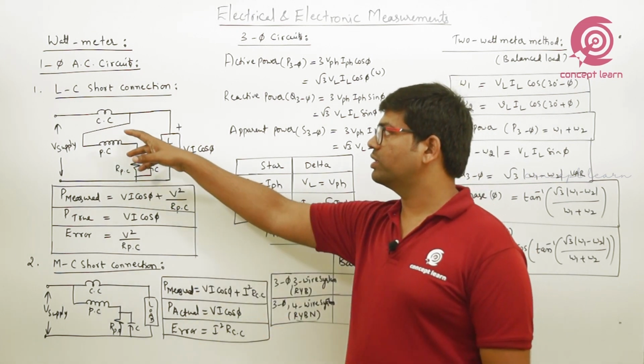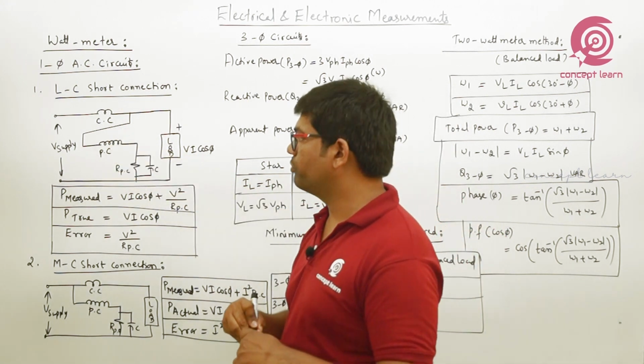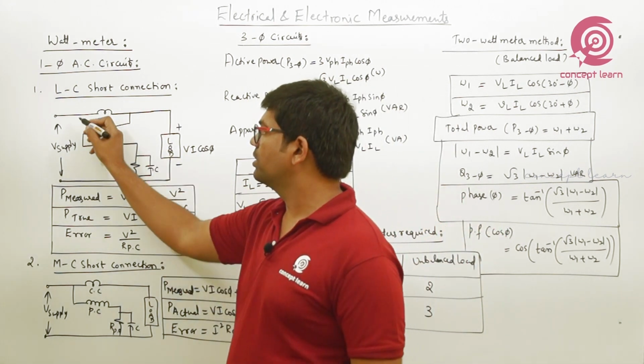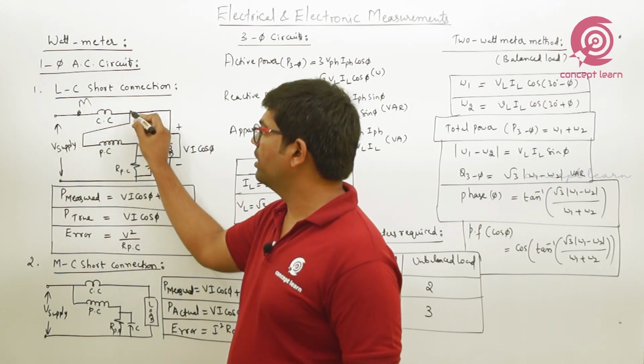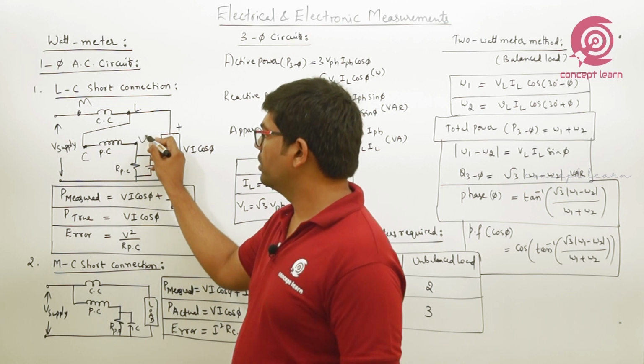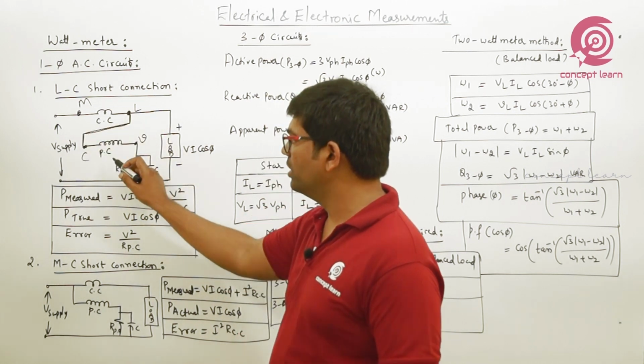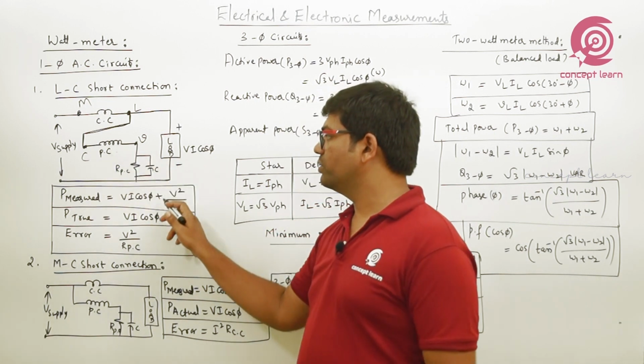Right? Usually we have four terminals in a wattmeter. M means mains, L means line or load, C is the common terminal, and V is the voltage terminal. So now we are going with the LC short connection. It is nothing but the pressure coil circuit being near to the load.